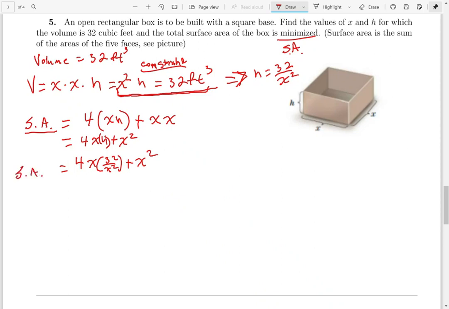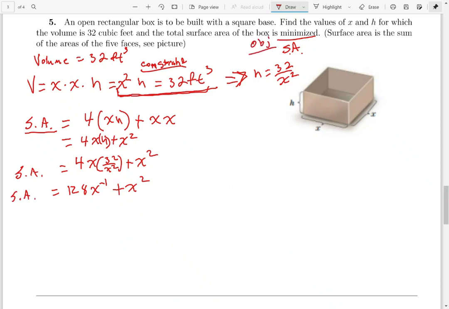Alright, I'm going to clean it up a little bit. This is then going to be 4 times 32 is 128. X over x squared reduces to 1x in the denominator. I'm going to save myself some time because I know that if it's an x in the denominator, I'm going to have to take a derivative, and so I'll probably want it as 128 times x to the negative first, just so I can use the general power rule, plus x squared. Great. So there's our surface area formula. This is the objective equation.